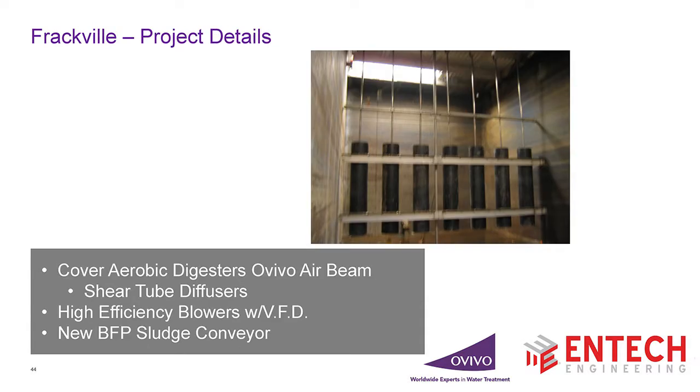We covered the digesters, and again, the shear tube diffusers, because these were rectangular tanks, and they worked well in this configuration. The other thing about these diffusers is, as you look at that black tube, the draft tube, which acts as the airlift pump, the diffuser is not at the bottom of that tube. It's about halfway up that tube. The diffuser is not at the bottom of the tank. We reduced the back pressure on the blowers significantly by not having the diffuser at the bottom of the tank.